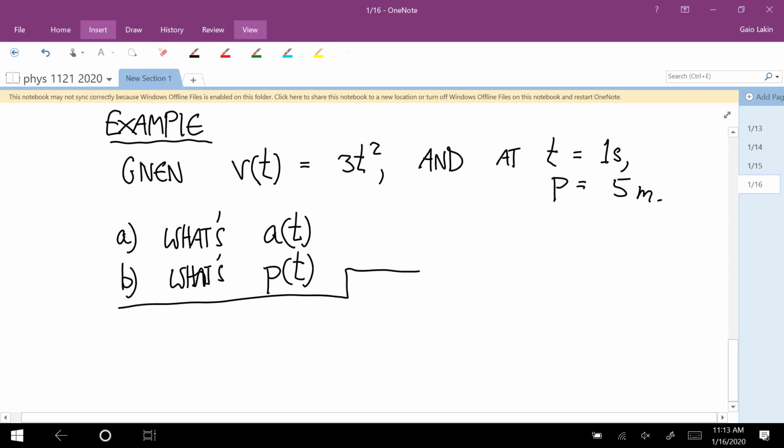Well, the one where you don't need any additional information, just knowing the function is enough, is going in the direction of velocity to acceleration. All you're doing is taking the time derivative. So the acceleration is the time derivative of the velocity, and so that's 6t.